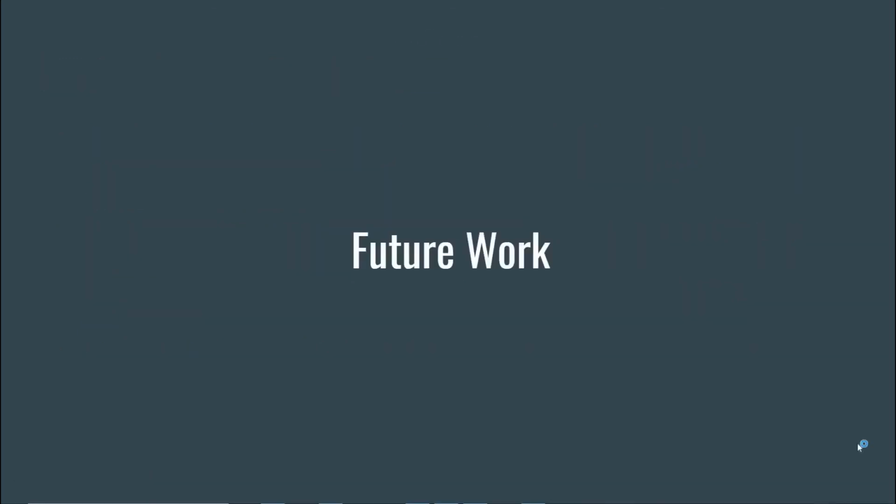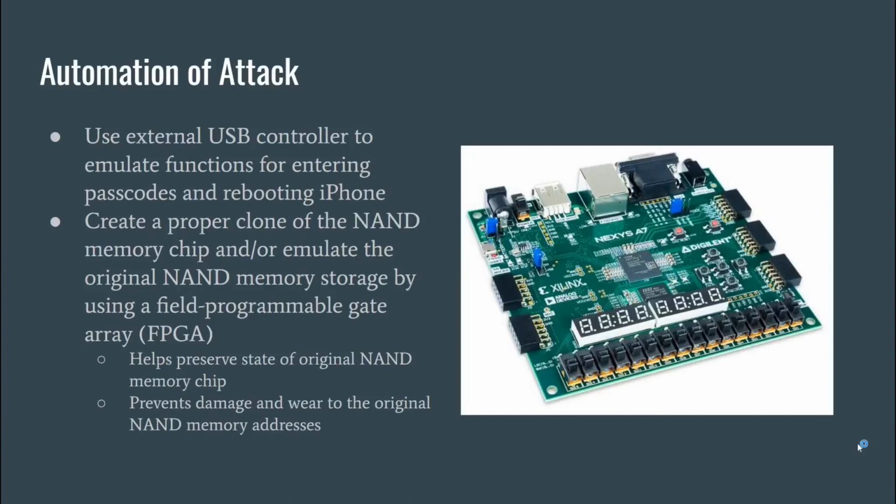So next we'll discuss some of the future work that can still be done, which mainly is focused on automating the attack. As we said before, the attack can take some time due to the fact that it's done mostly manually. So some ways we can help automate it are to use an external USB controller to emulate functions that are more physical in nature. So for example, this includes entering the passcode or rebooting the iPhone so that the NAND chip can be removed safely.